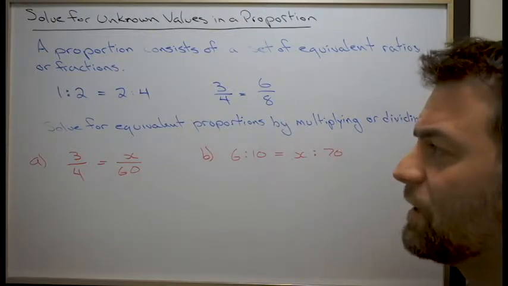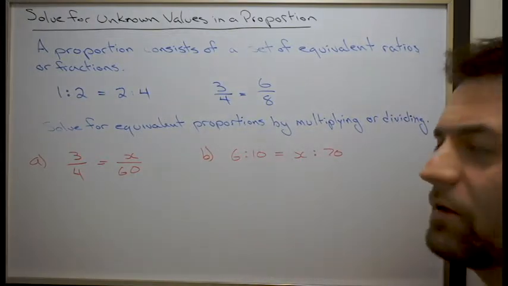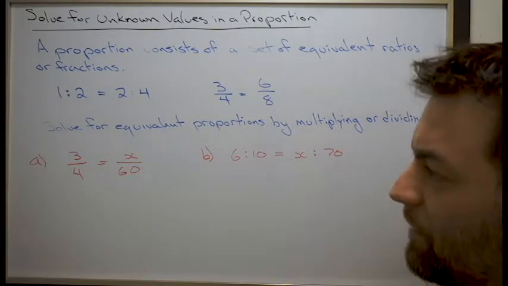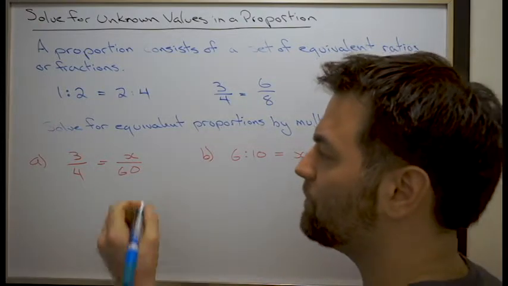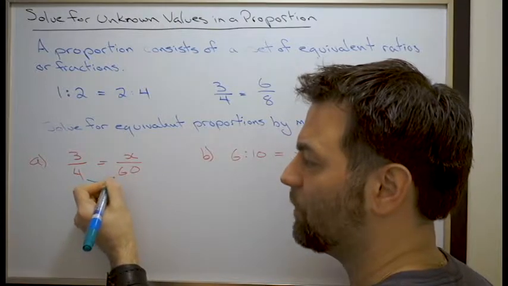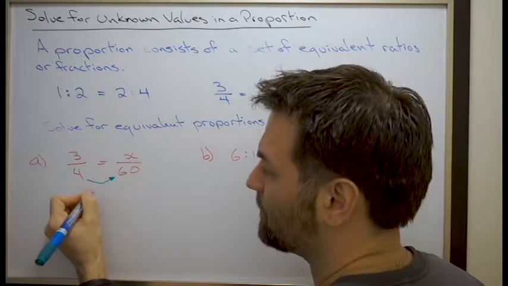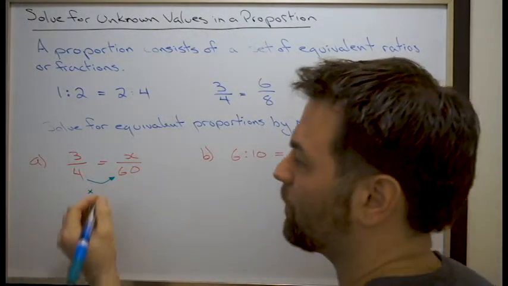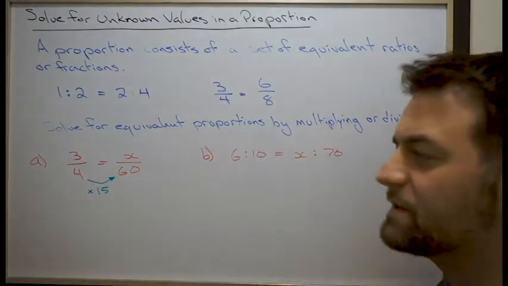The first pair, we're going to solve for equivalent proportions by multiplying, and then we'll take a look at a couple where we'll divide. So in the first case, we have 3/4 equals x over 60. So what would make these two equivalent? Well, to go from 4 to 60, we're getting bigger, so we're going to multiply 4 by something to get 60. And 4 times what is 60? Well, 4 times 15 is 60.